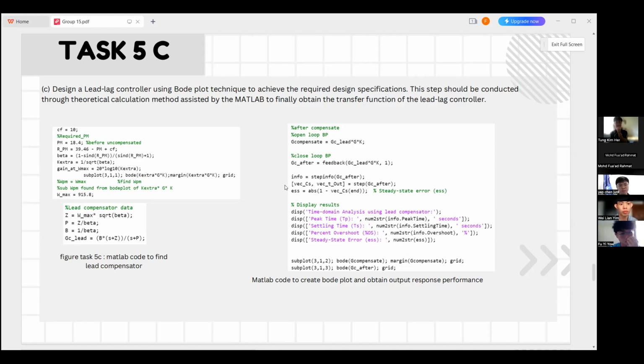We set our correction factor to 10 degrees, and the original Bode plot phase margin is 18.4 degrees, and the required phase margin provided by the compensator is found by putting it inside the formula. Then from the required phase margin, we can find the beta value and the K extra, and we use the K extra in the gain adjustment technique to find our omega max. From our omega max, we can find the zero and pole for the lead compensator. Then we multiply the lead compensator with the original function and feed back with unity to get our closed loop transfer function. Then we use stepinfo to find the transient response of the function.